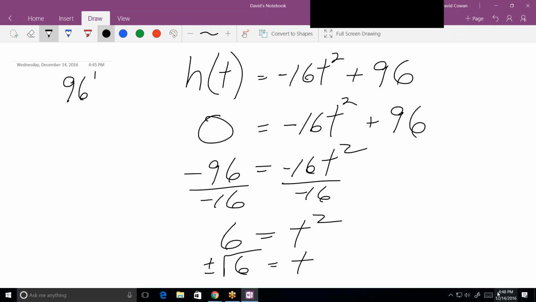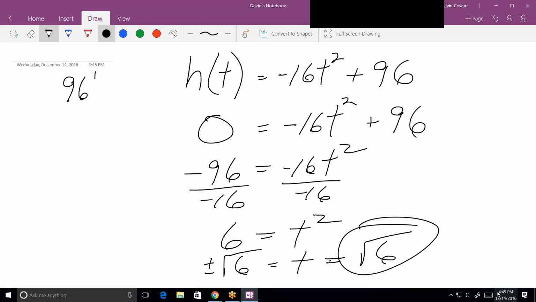Remember, whenever you solve an equation where you're taking the square root of both sides, always begin your answer with plus or minus. However, in this particular problem, the minus can't be a solution. Time is never negative. So when you're solving for time and you get a negative answer, throw it out. So what t is actually equal to is just the positive square root of 6, and that's when it hits the ground. What is that, 2.5 seconds?